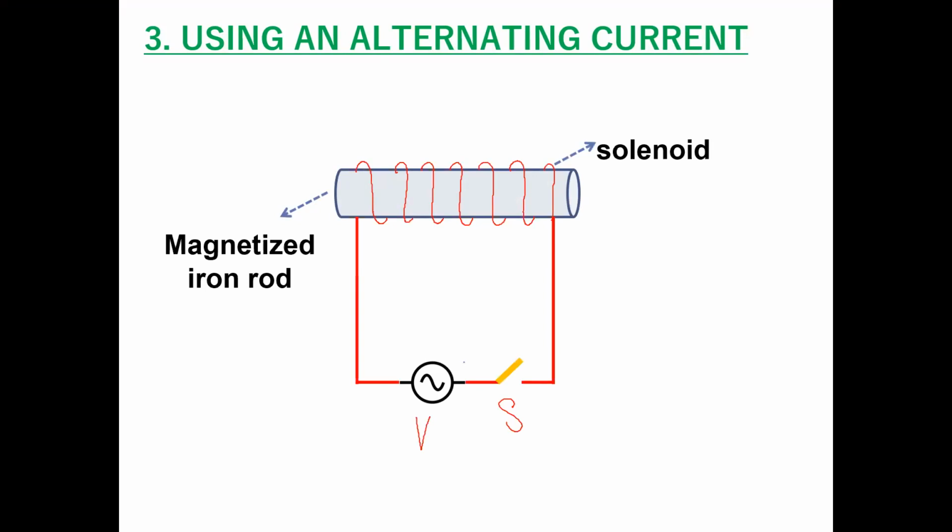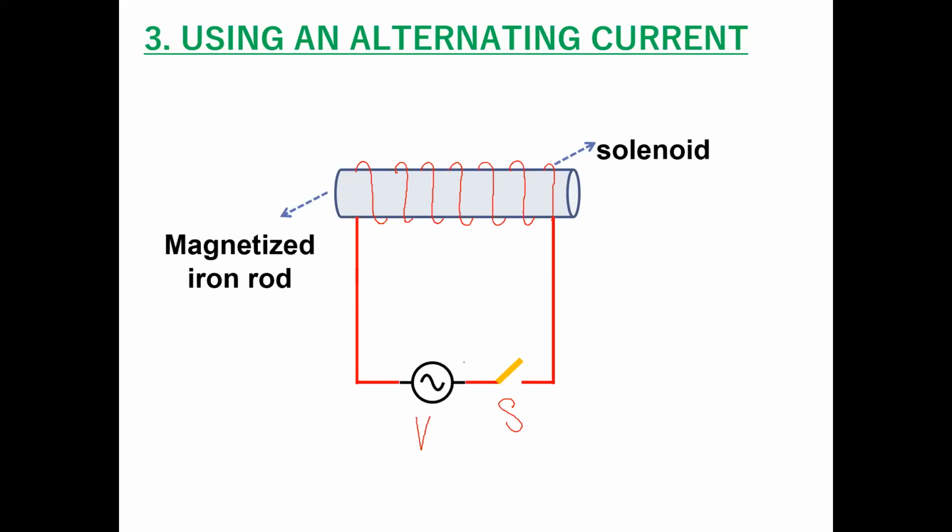Now, remember that in our last class, we have discussed that you can magnetize using direct current. But here we are now discussing using an alternating current. Alternating current can be used to magnetize. In our older class, we had discussed DC, direct current. DC was used to magnetize a material.